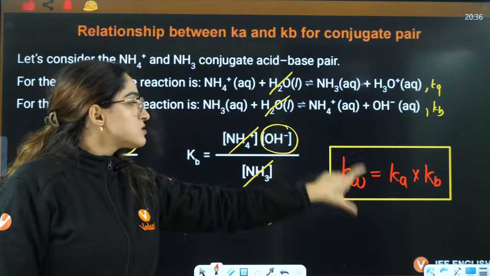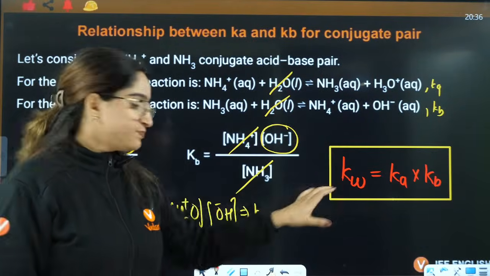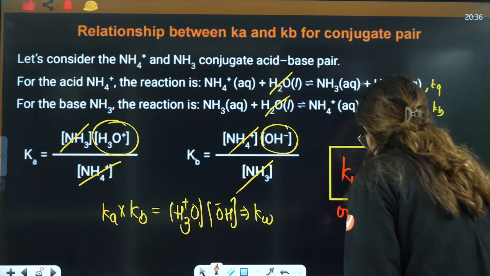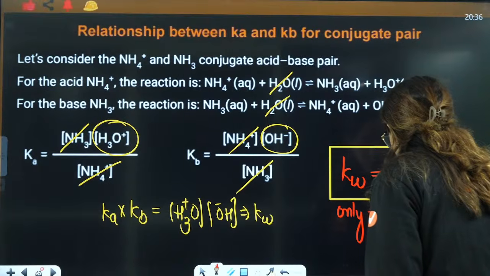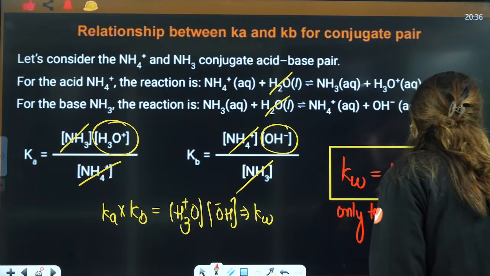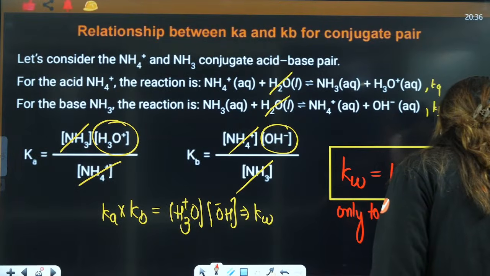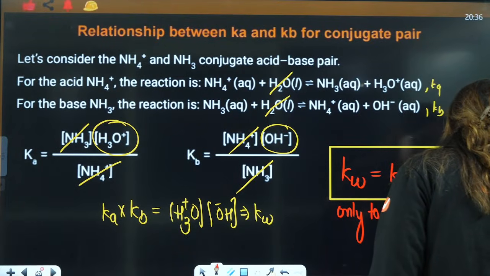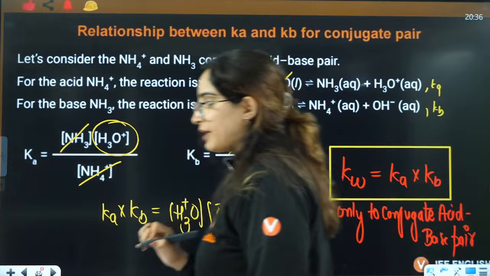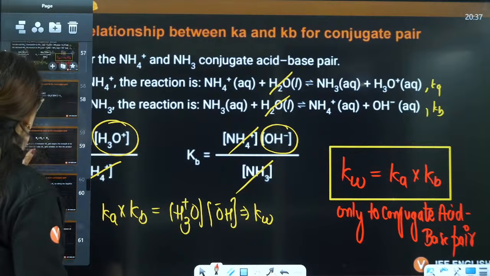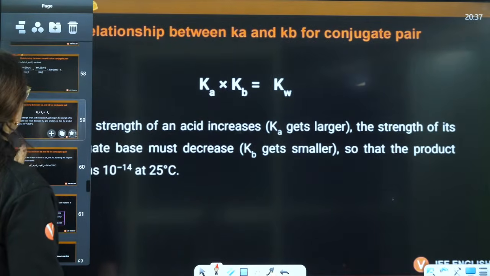No, this is only applicable to a conjugate acid base pair. Only to a conjugate acid base pair this is applicable, otherwise this is not applicable, right? Okay, yes everybody, tell me, right?